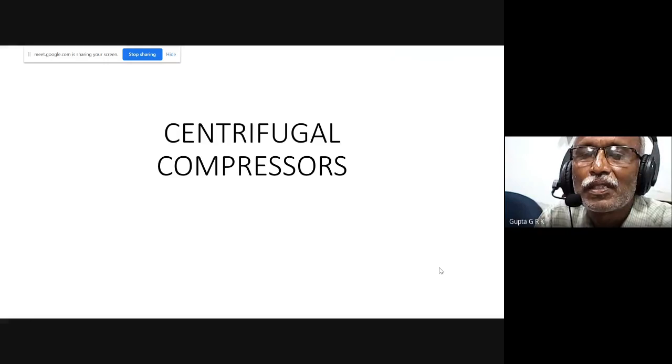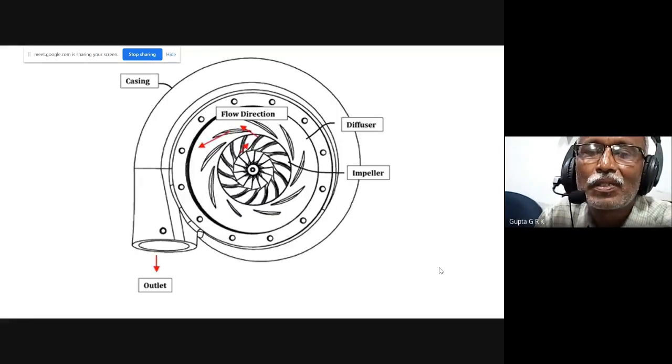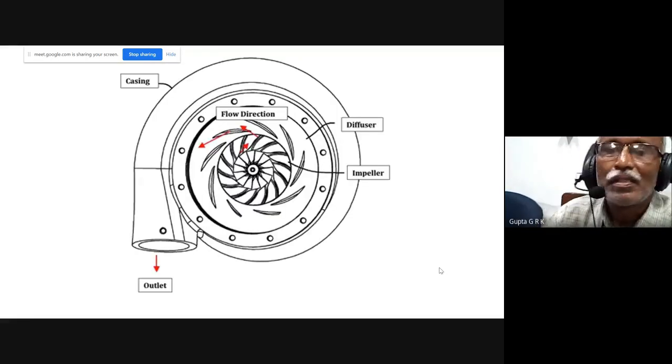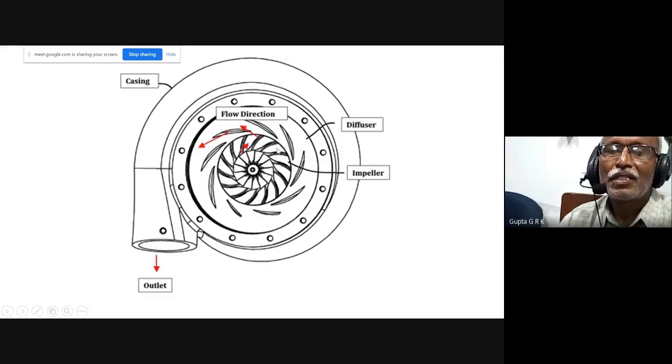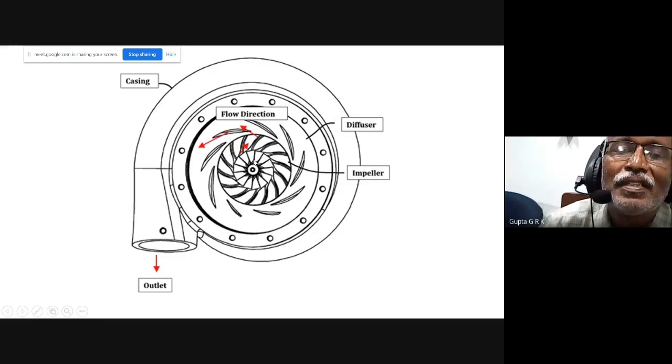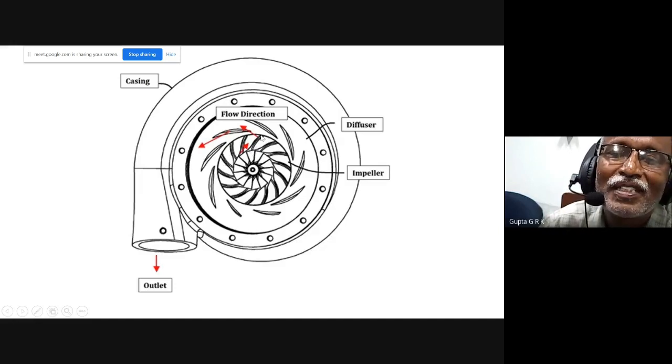Okay, centrifugal compressors. First, you have to know how it looks like. This is some figures I have taken, and this is the impeller. This is the impeller which is rotating, and outside this is diffuser. These blades are attached to the casing. These won't rotate. This is inducer, and this is impeller blade. This whole one is impeller. These are diffuser vanes which are attached to the casing.